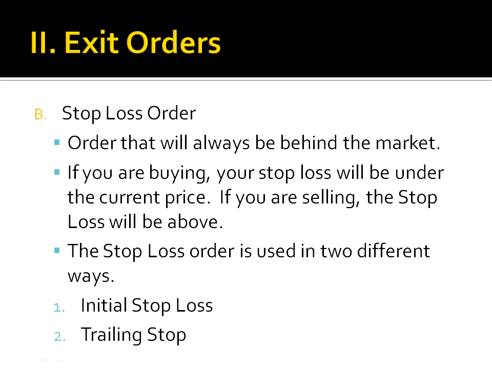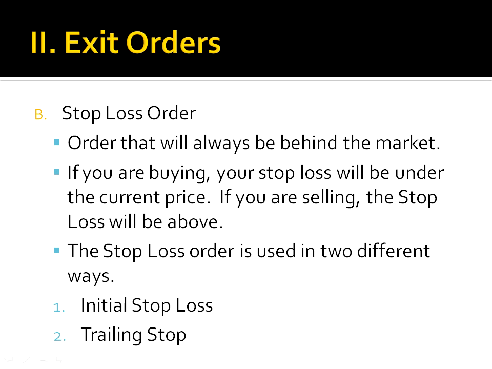The stop loss order. We'll take a closer look at this. It's an order that will always be behind the current market. If you're buying, your stop loss will be under the current price. If you're selling and the market's going down for you to make a profit, your stop loss will be above the current price. So it will have to change direction and go the wrong way in order to get tagged.